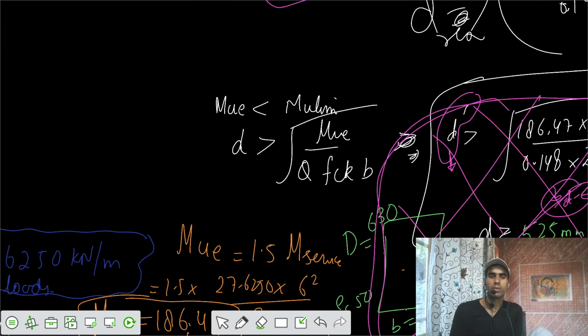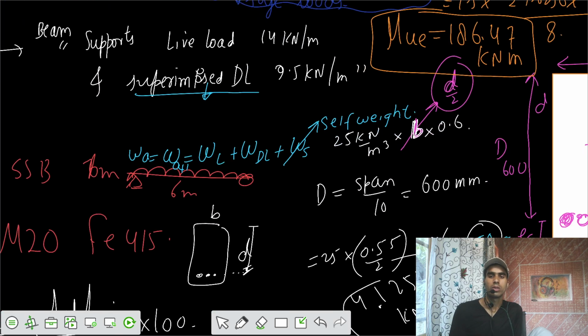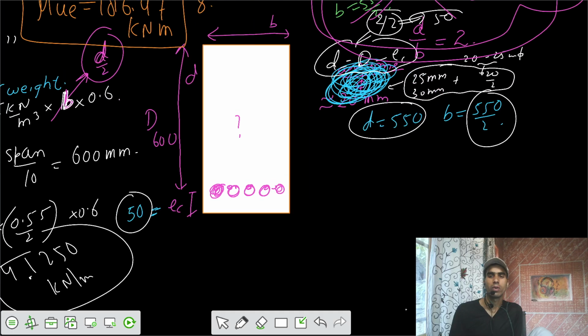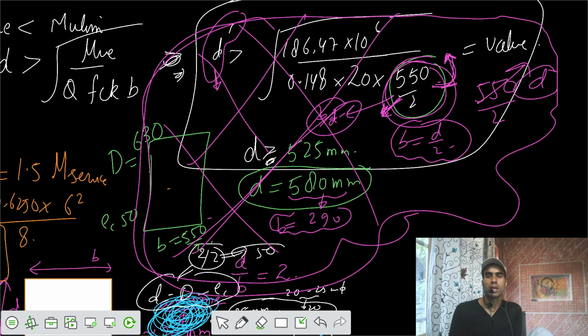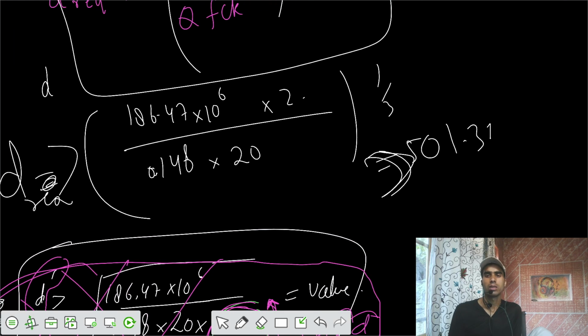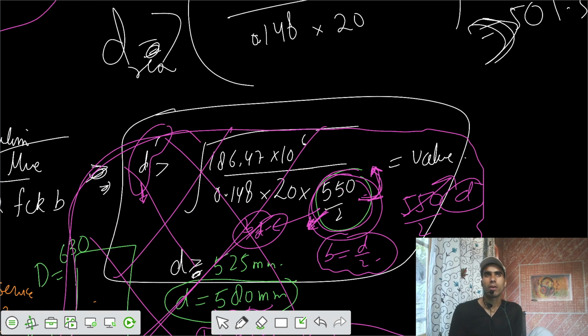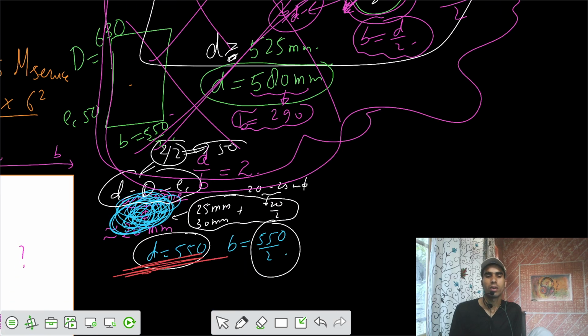Initially, what was the value of D we assumed? Initially we assumed the value of D was 550, but in this condition it's saying D should be greater than 501. That means we can also take 550. It is not a worry here. We can take the 550 also and check at that condition.